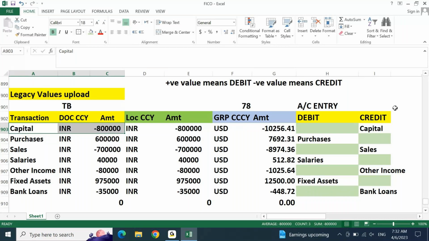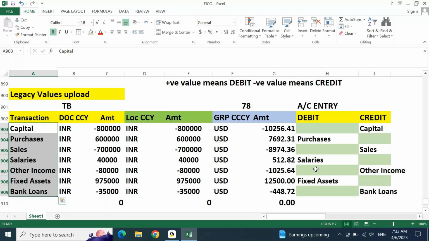Now, from this legacy balance upload, the first thing that you have to do is look at the transactions and make sure the total of the amounts you have taken is becoming zero. This is the first point. Once this is done, in the accounting entry, take whatever account you have on your transaction on the debit or credit based on the account balance. Debit balance, put it on the debit side. Credit balance, put it on the credit side.